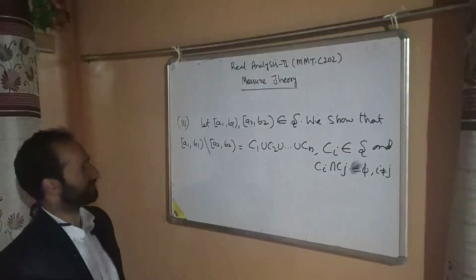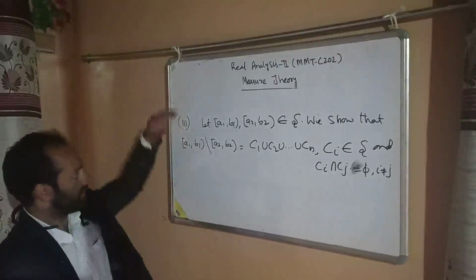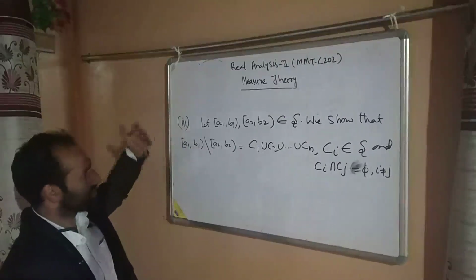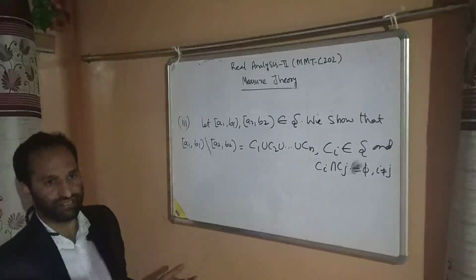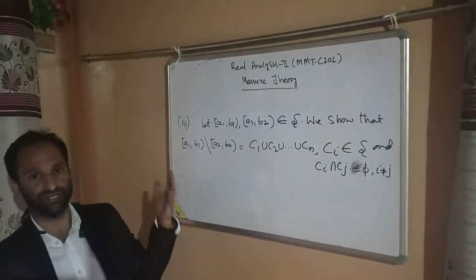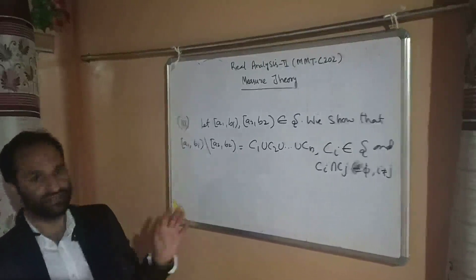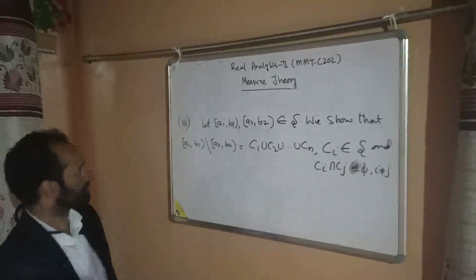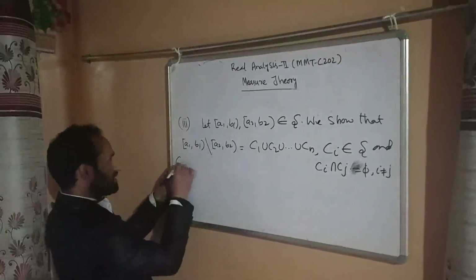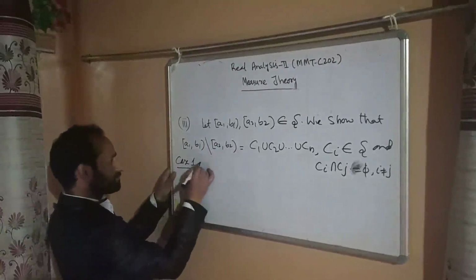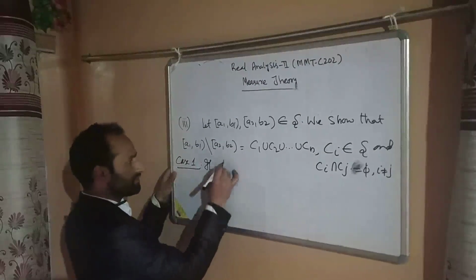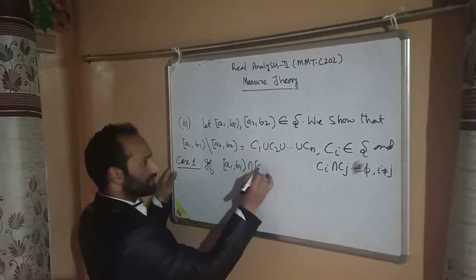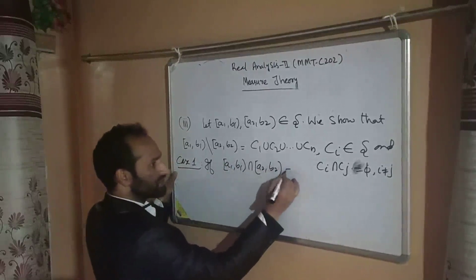Again, we discuss three cases, as we had discussed in the second one, where we proved the second property. First case, if they are disjoint. Second case, if one of them is contained in the other. And third case, if they are not disjoint, but neither is contained in the other. So again, we discuss three cases. Case number one: if they are disjoint, if A1, B1 intersection A2, B2 is equal to phi.